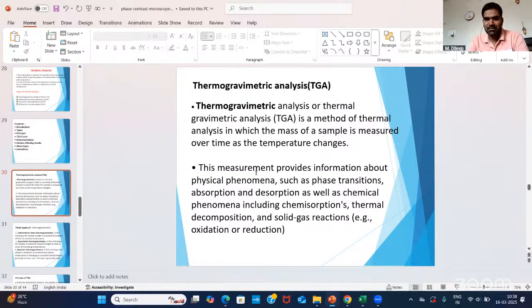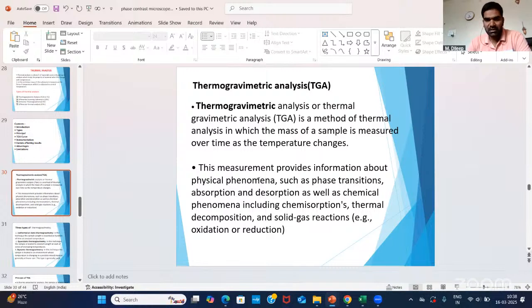This measurement provides information about physical phenomena such as phase transitions, absorption and desorption, as well as chemical phenomena including chemisorption, thermal decomposition, and solid-gas reactions, for example oxidation or reduction. So by using this TGA, it gives information about the physical phenomena.